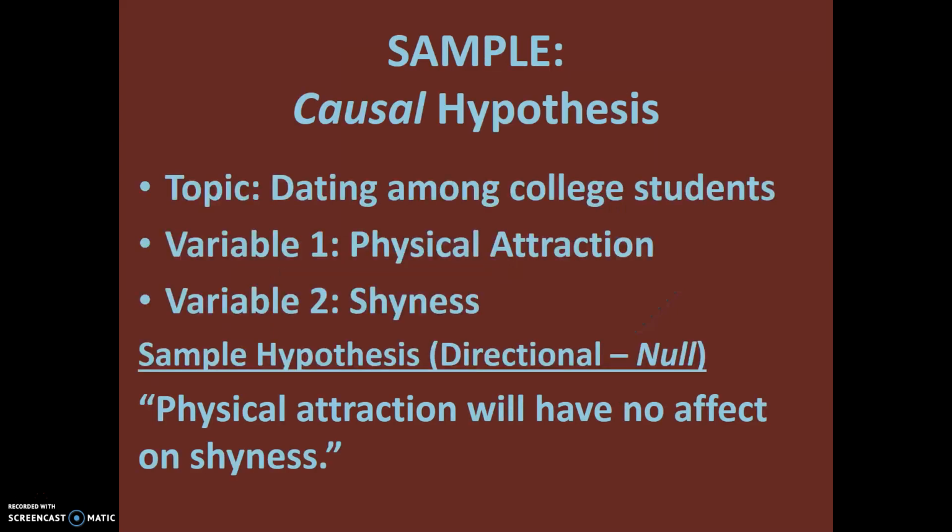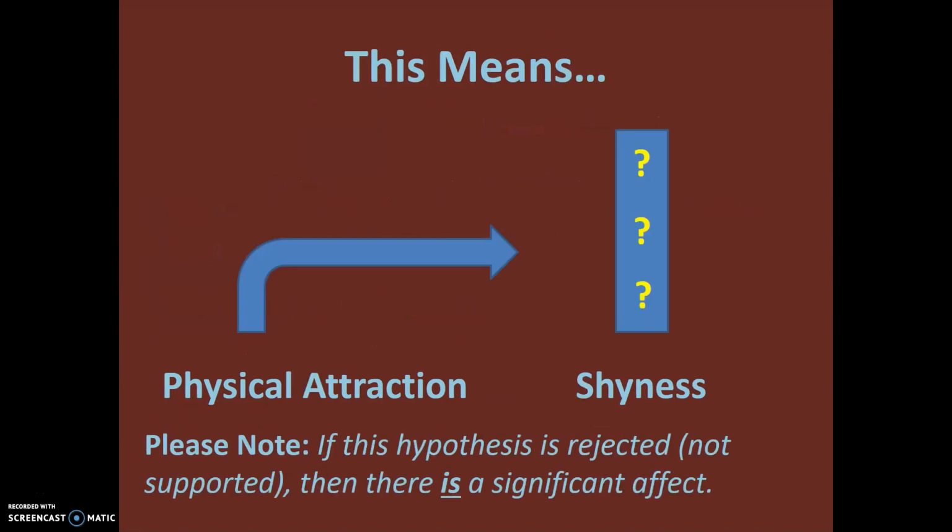Let's look at another example. In this case, we're going to consider what we know to be the null hypothesis, or non-directional. The hypothesis states that physical attraction will have no effect on shyness. That means that the presence of our predictive variable, the independent variable, will have no impact or influence on the level of shyness. Whether it increases or decreases, we're going to say it does nothing to it. That's what makes it the null.